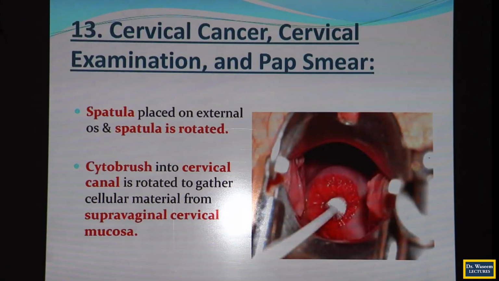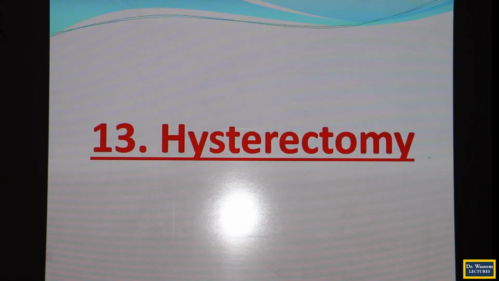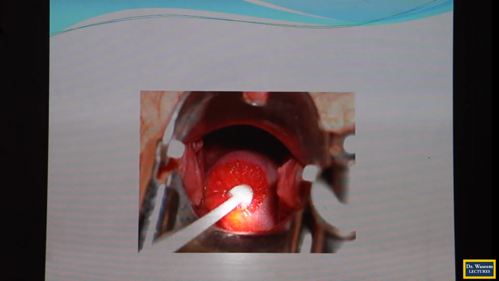And in this Pap smear you see what is happening here: a spatula is placed in the external os, and then the cyto brush is introduced into the cervix and rotated there, so that the cellular material can be collected from the supravaginal cervical mucosa. A slide is made from that material and put under the microscope to see the changes in the cells, much earlier, even before the cervical cancer has taken place.